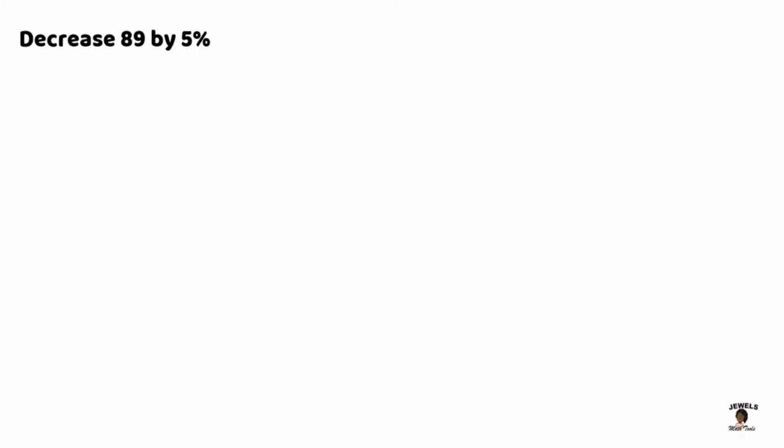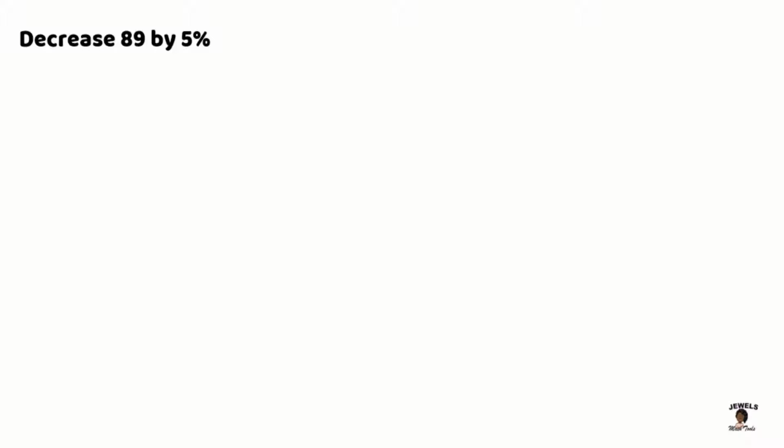So in our first example today, we will be calculating a decrease in 89 by 5%. In our first video, which was part 1, we calculated our percentage by first putting our 5 over 100 and then multiplying that by 89 to find out exactly what the 5% was, and then subtracting that from 89 to find out the decreased amount.